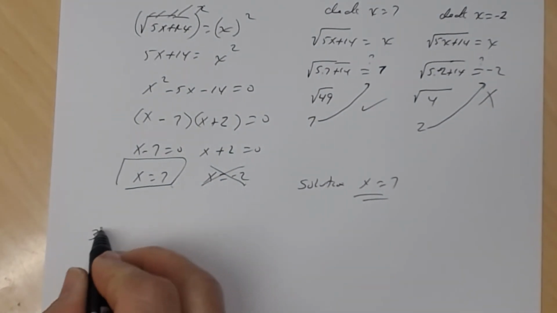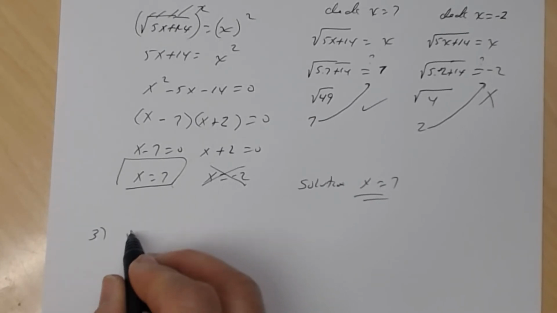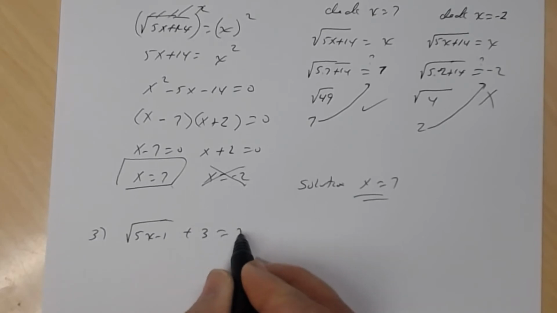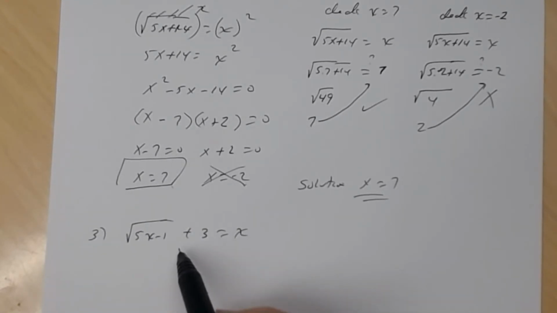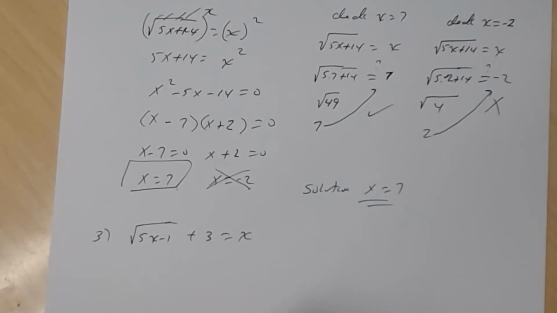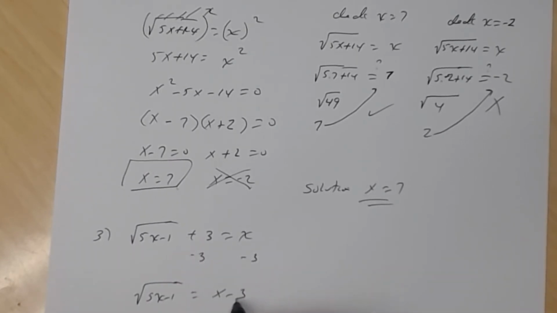Okay, number 3. You had the square root of 5x minus 1 plus 3 equal x. All right, now you don't square both sides just yet because you've got to get the square root by itself. So I have to subtract 3 from both sides first. And so I get the square root of 5x minus 1 equal x minus 3.